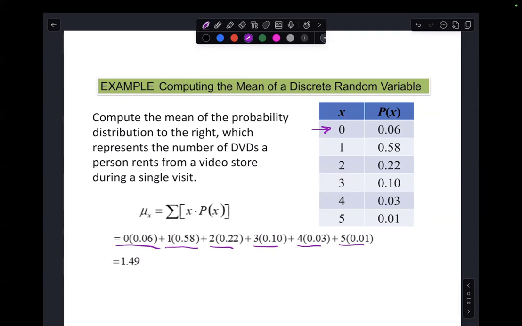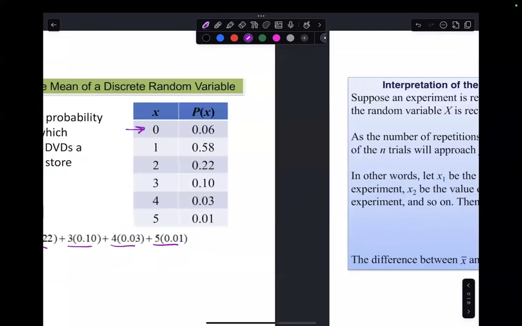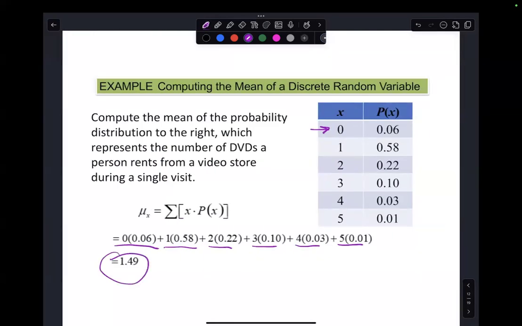So this is videos, Netflix. If I took a sample of more and more houses, like hundreds and hundreds of houses, as my sample gets bigger and bigger, the average number of Netflix movies, or DVDs, that they watched will approach 1.49. So this is the law of large numbers.